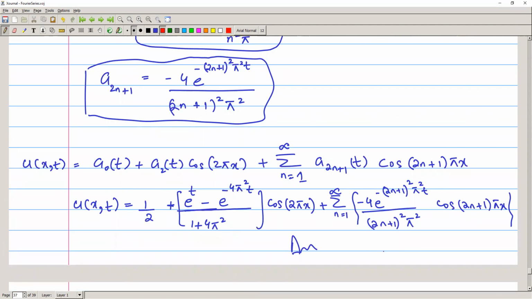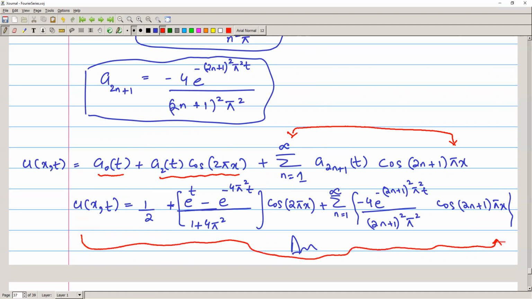Now we will construct the general solution. So the general solution is equal to a naught t plus a2 t cosine 2 pi x plus the summation of this whole function, right? These are solutions that we worked out independently, and this is the solution that we worked out generally for a n, right? So this is the final solution. All solutions we gathered, we added by using the superposition principle, and this is the general solution. So in this way, you can use the method of cosine expansion for the heat equation.